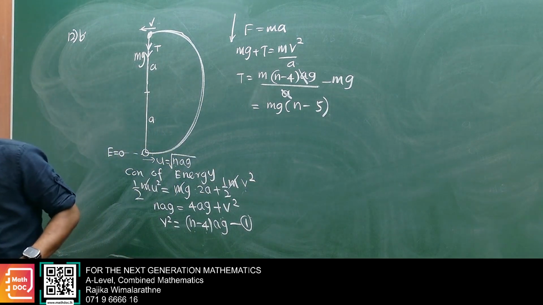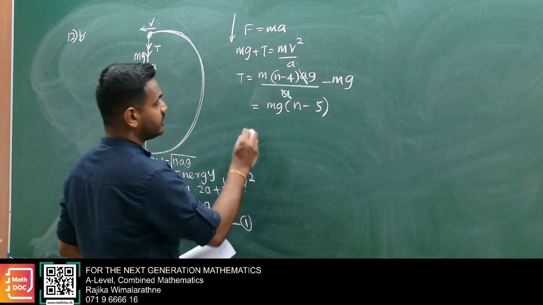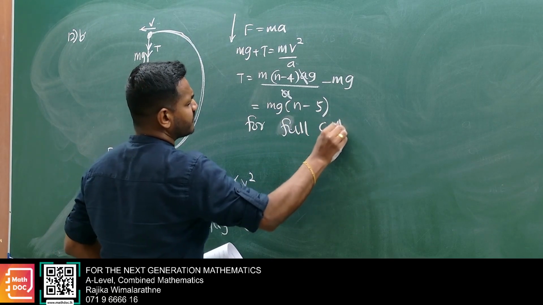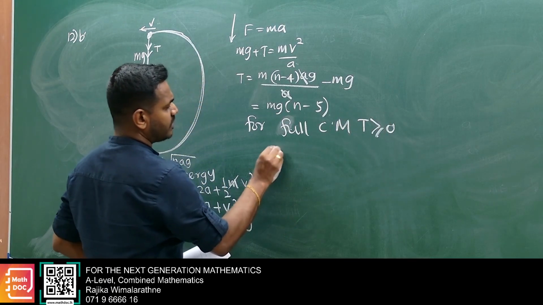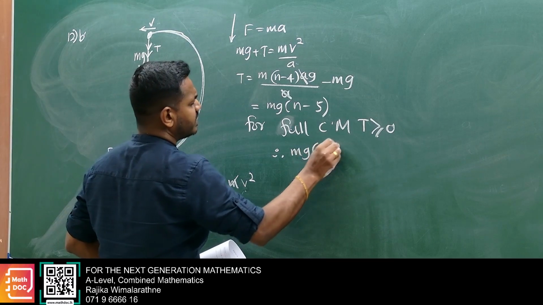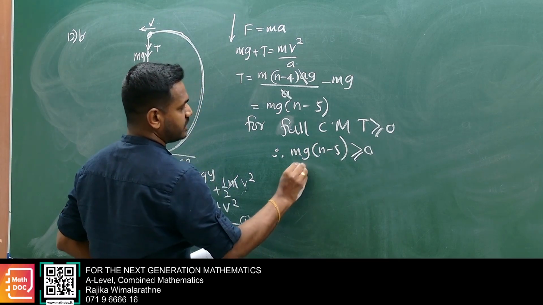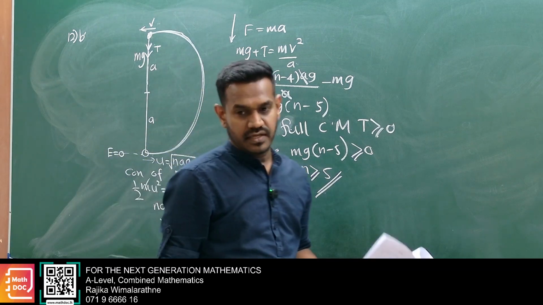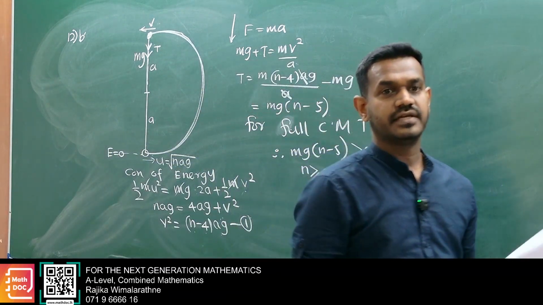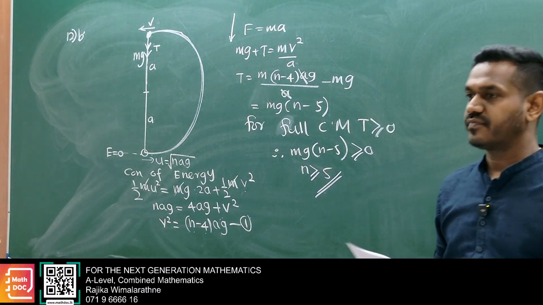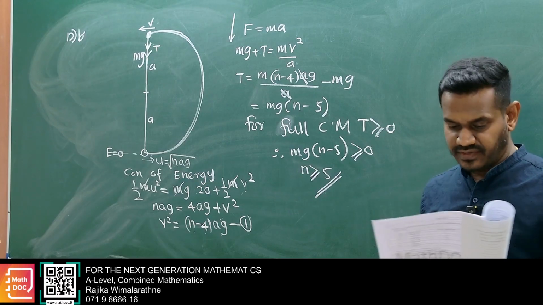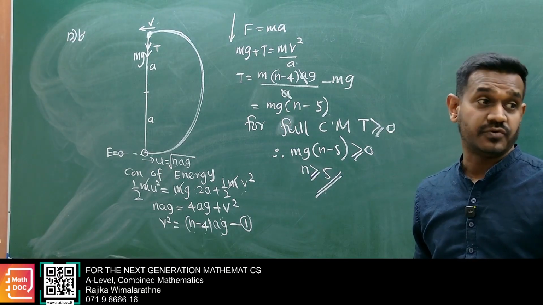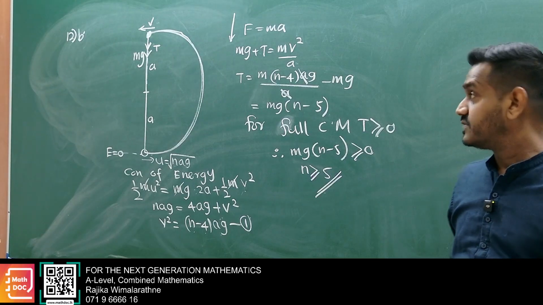Then to complete a full circular motion, T is greater than or equal to 0. Therefore mg times n minus 5 must be greater than or equal to 0. Then n is greater than or equal to 5. Okay, do up to that. So definitely question number 12 has part A, a system of wedges, and part B, circular motion, in this case vertical circular motion.